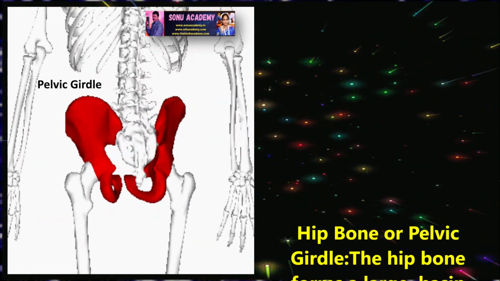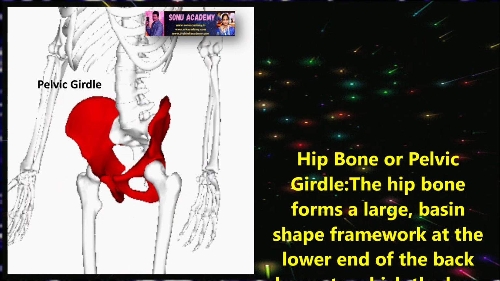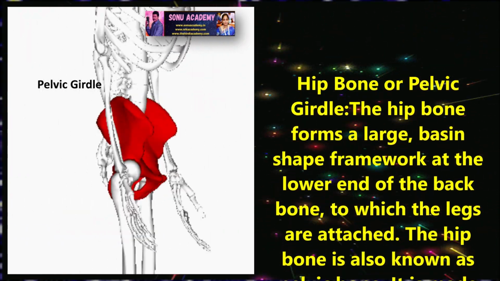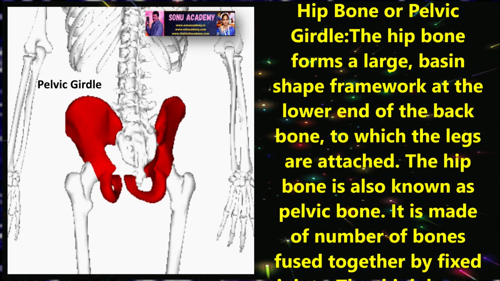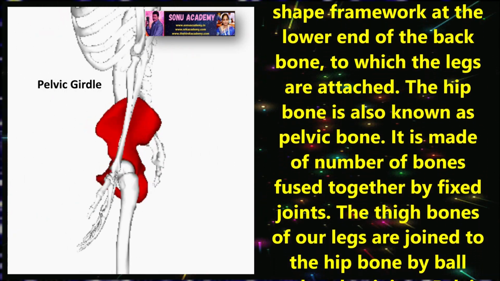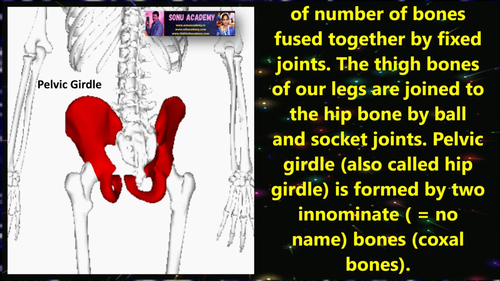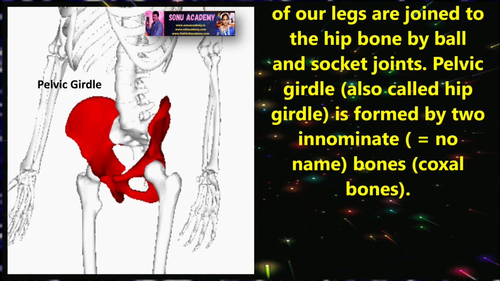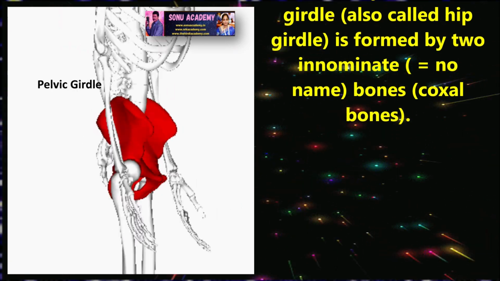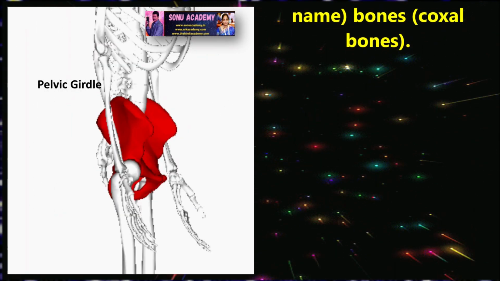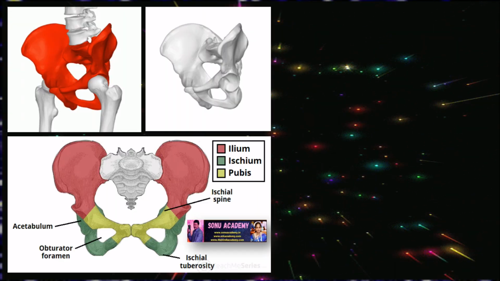Hip bone or pelvic girdle. The hip bone forms a large basin-shaped framework at the lower end of the backbone to which the legs are attached. The hip bone is also known as pelvic bone. It is made up of a number of bones fused together by fixed joints. The thigh bones of our legs are joined to the hip bone by ball and socket joints.